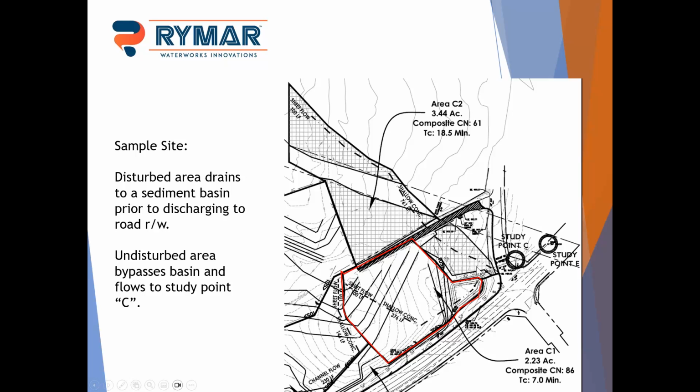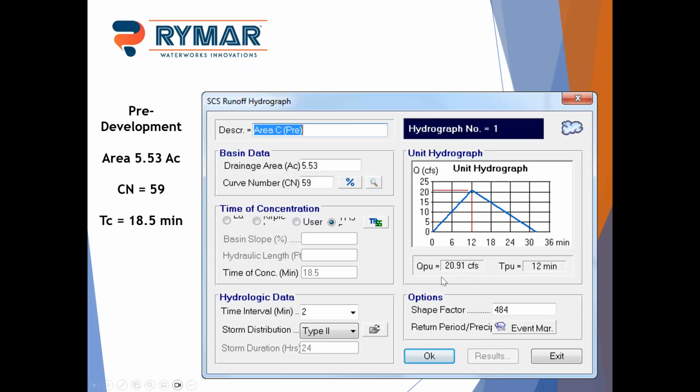The undisturbed area is going to bypass the basin, and we're going to flow over here to study point C, which is across a small road. So we're sending water across this road in this case.